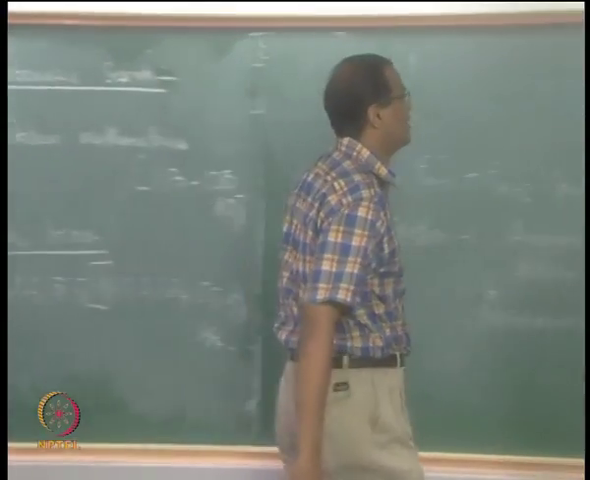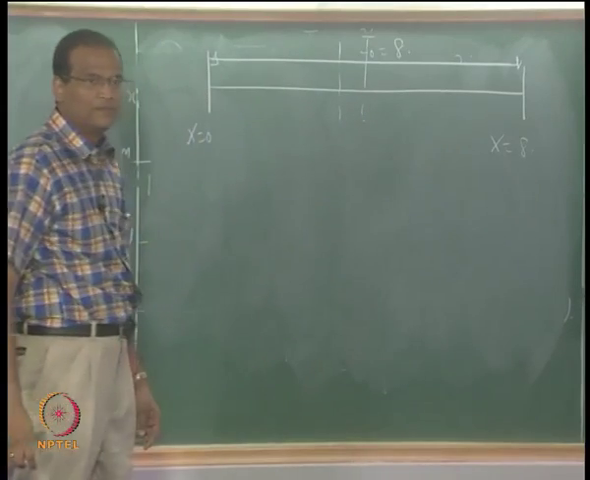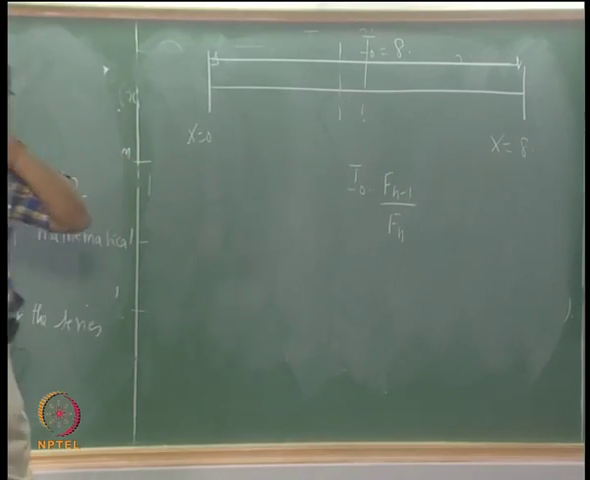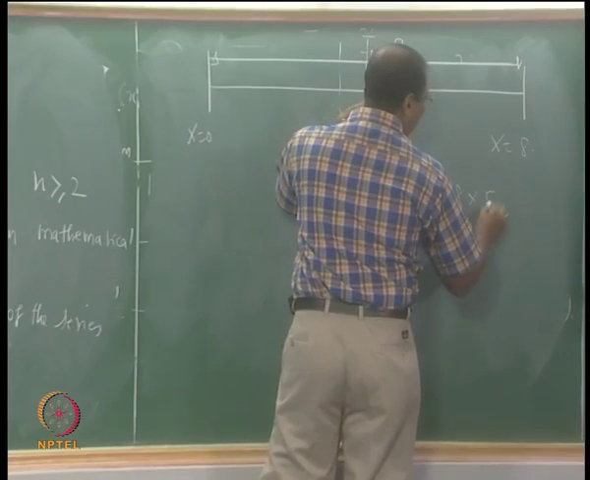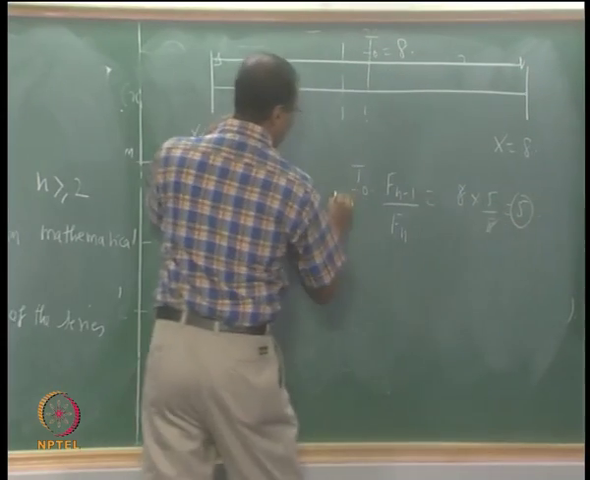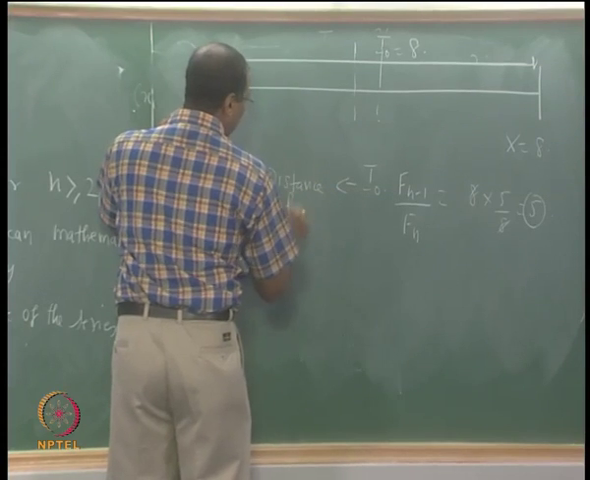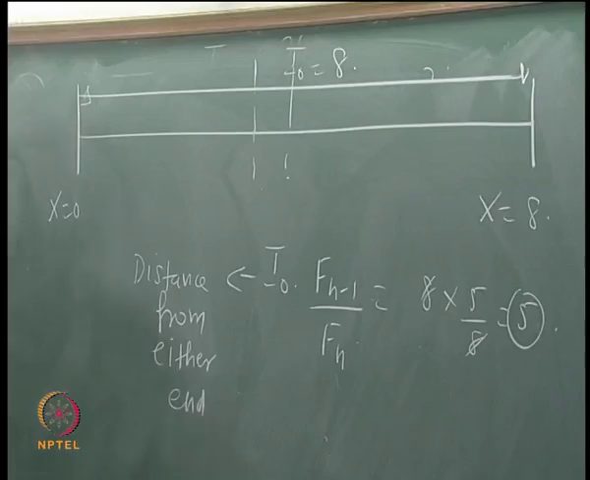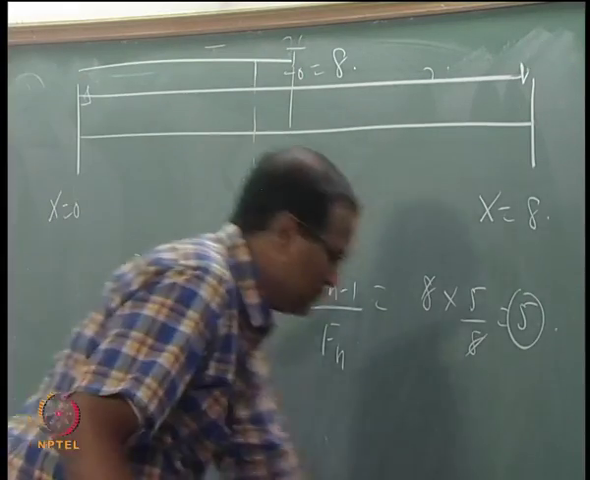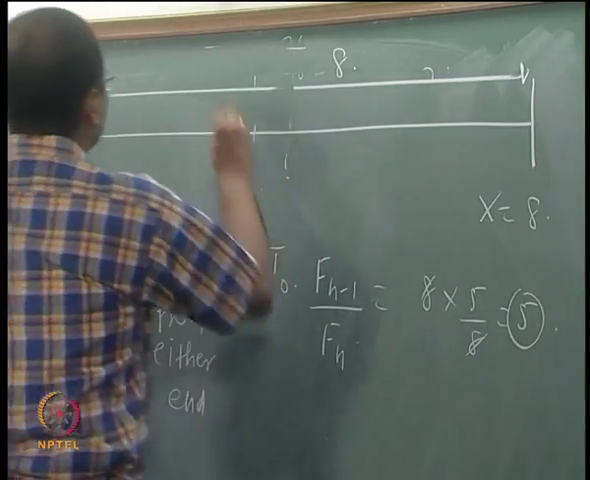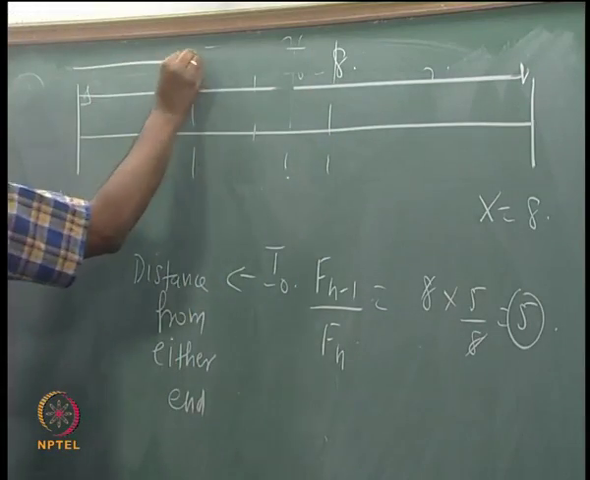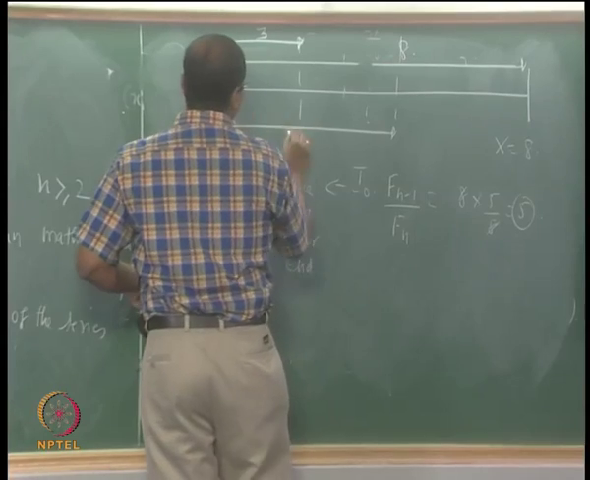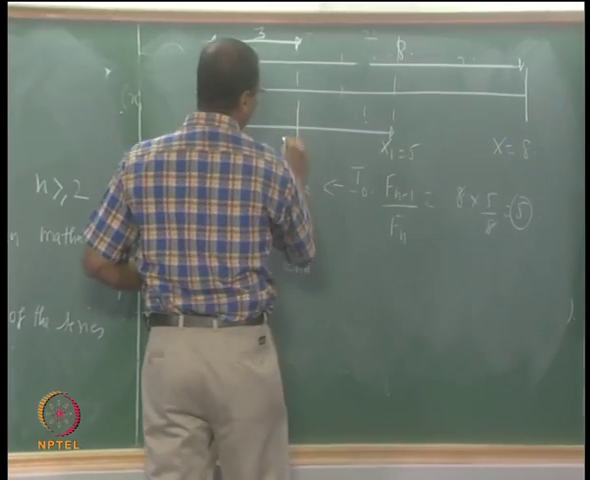The first 2 points are chosen in such a way that they are at a distance of I naught into Fn minus 1 divided by Fn from either end. So what is this? 8 into 5 by 8. That means it can't be so close now, that is dichotomous, right? So this is 5 units from this, so here it is 3 and here it is 5. So x1 is 5, the first point is 5, x2 equal to 3.